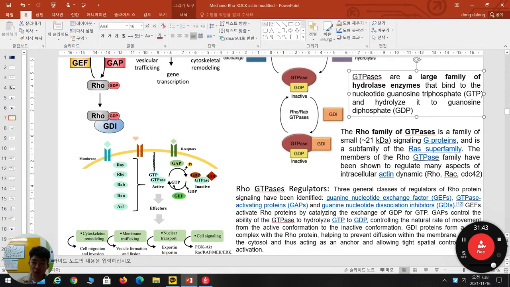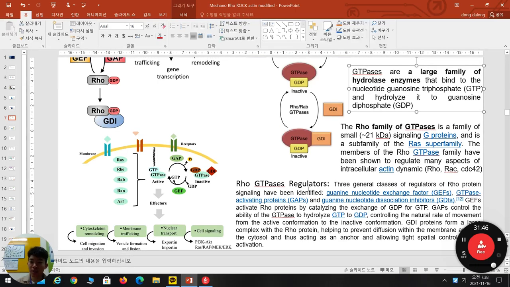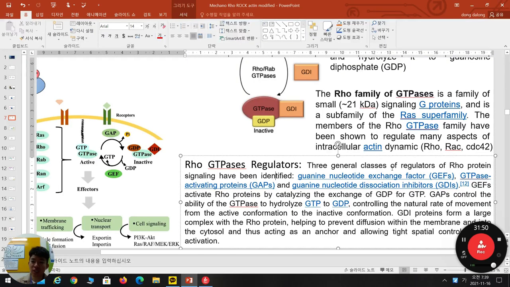When you look at this left figure, you should know these Rho GTPase regulators. There are three general classes of regulators of Rho protein signaling. One is guanine nucleotide exchange factors, GEFs, GTPase-activating proteins, GAPs, and guanine nucleotide dissociation inhibitors, GDIs. GEF means exchange, maybe they exchange GDP for GTP. GTPase-activating protein, maybe they remove the phosphate, right? And then make GTP into GDP. And guanine nucleotide dissociation inhibitor, somehow they inhibit dissociation.